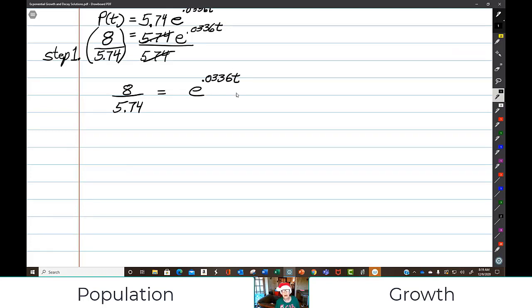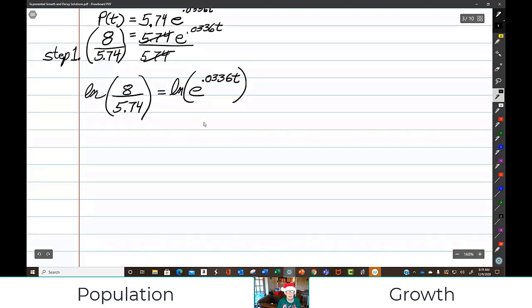To bring this t down, I have to take the logarithm of both sides, and the logarithm I'm going to use, because there's an e in the equation, is the natural logarithm, which is ln. The ln of the left side, the ln of the right side. And then I'm going to use the power rule, which says bring this exponent down in front.